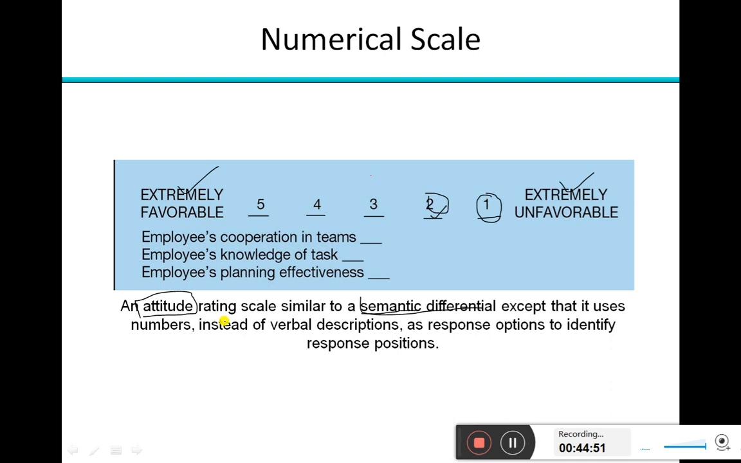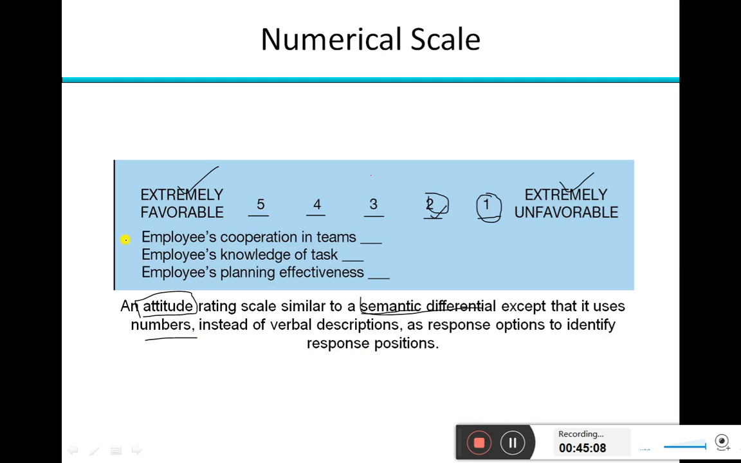Now look at the definition. An attitude rating scale that is similar to the semantic differential except that it uses numbers instead of verbal description as response options to identify responses.